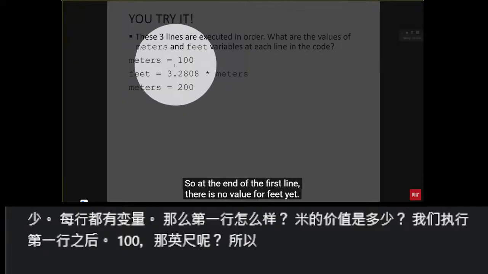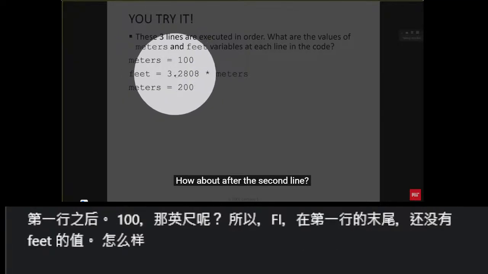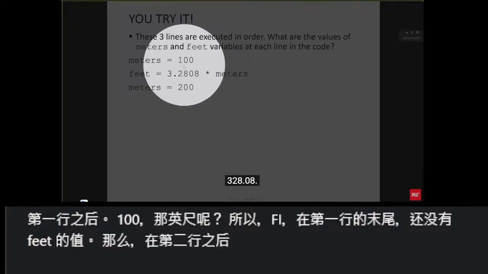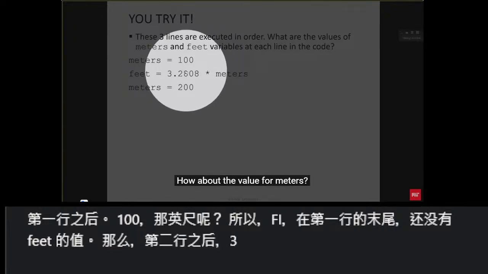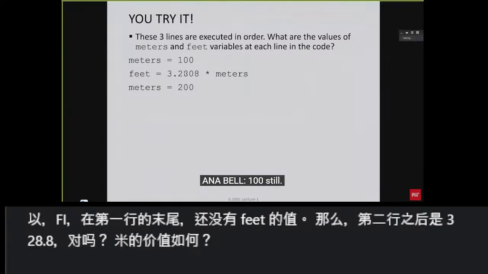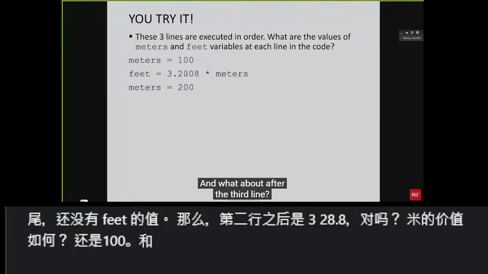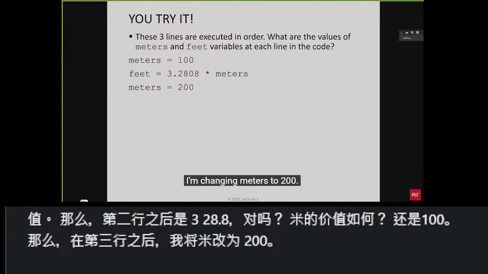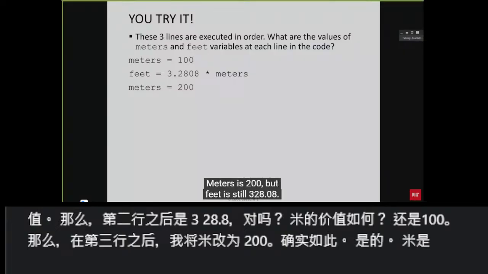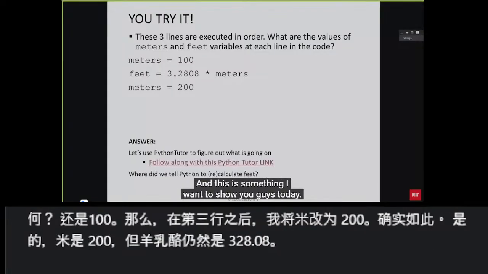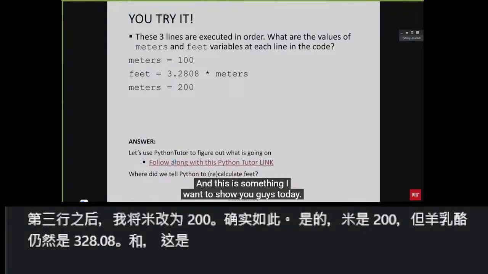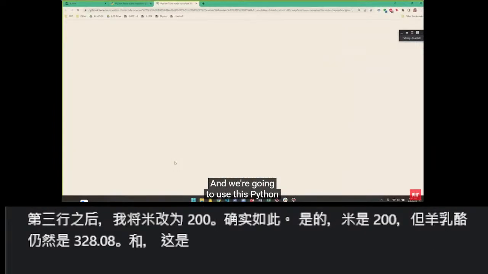Feet at the end of the first line, there is no value for feet yet. How about after the second line? 328.8, right? How about the value for meters? 100 still. And what about after the third line? I'm changing meters to 200. Exactly, meters is 200, but feet is still 328.08.